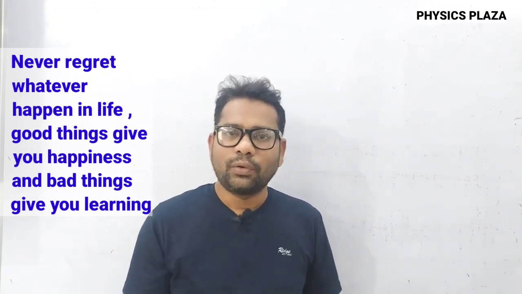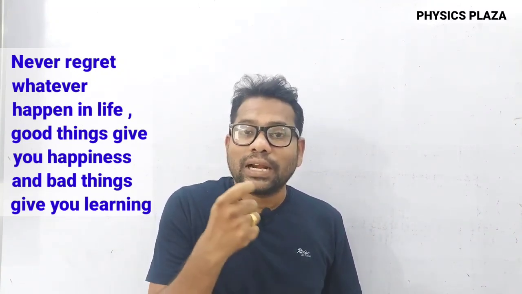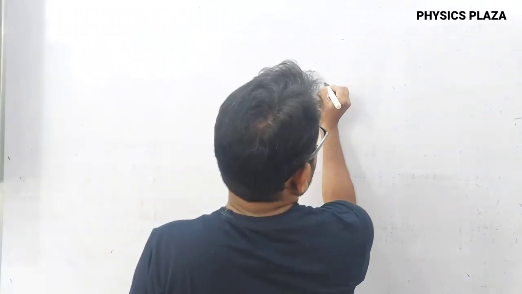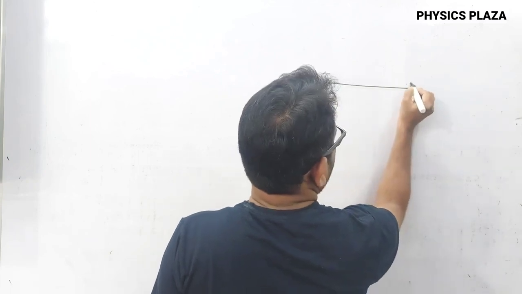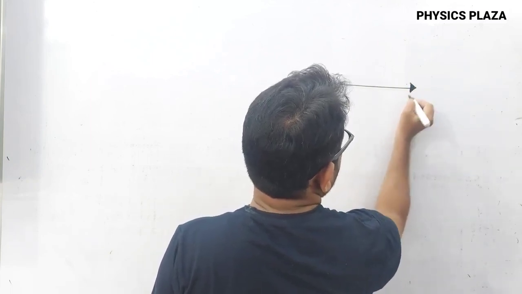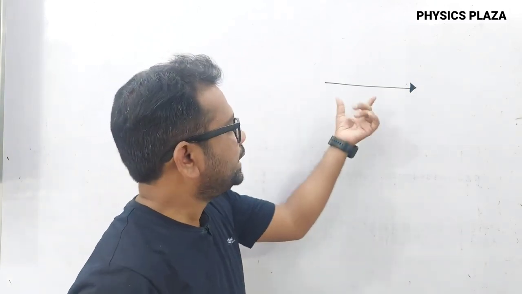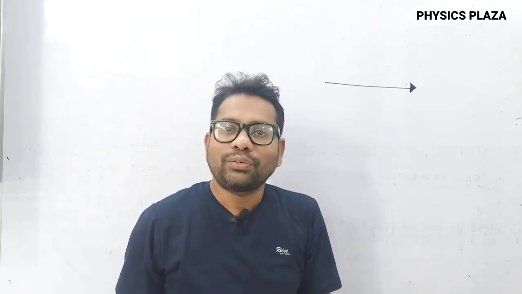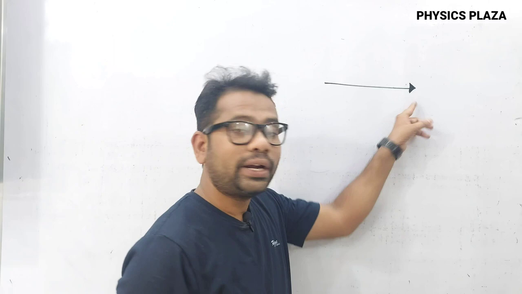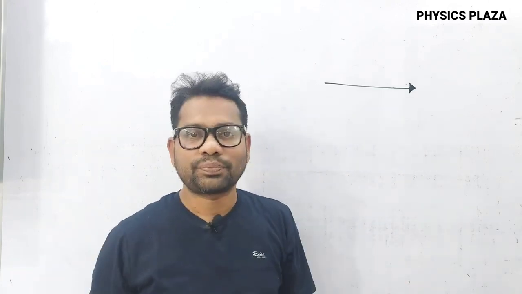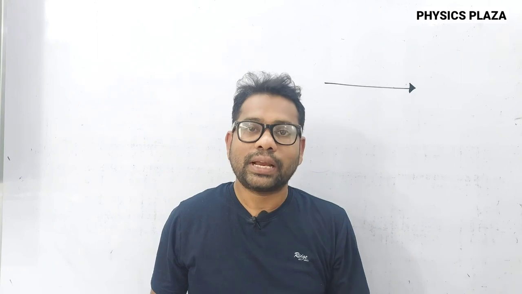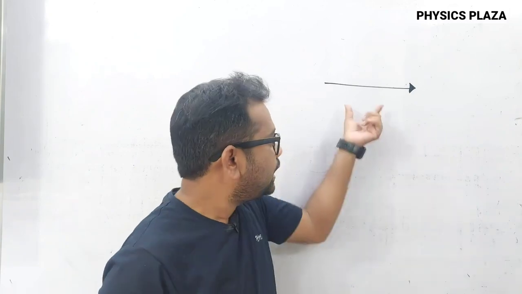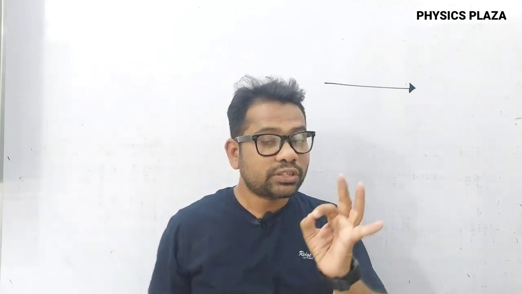Children, as we discussed, vector is nothing but what, children? A directed line segment. In order to represent any vector, we use a straight line with an arrowhead. Which means what, children? It is representing some magnitude. The length of the line gives the magnitude of the vector, whereas the arrowhead gives the direction of the vector. It's very important to understand and remember that the magnitude of the vector is directly proportional to the length of this line. Okay children, this is what we discussed.